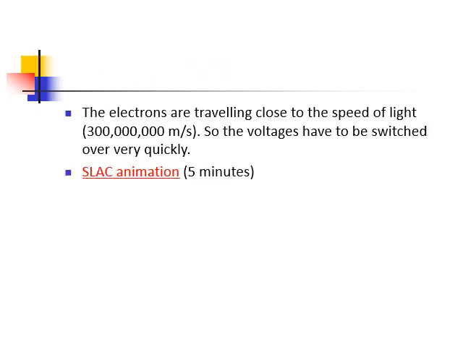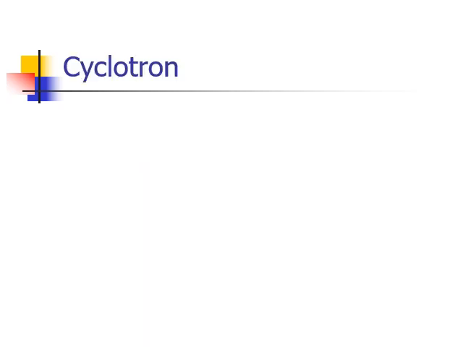The electrons are traveling close to the speed of light, so the voltages have to be switched over very, very quickly. There's an animation here that I'll share the link with you so you can watch this yourself.